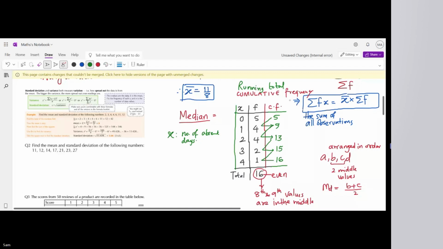This is the cumulative frequency. Rather, this is called the less than cumulative frequency, because I was asking you how many students were absent up to a particular number of absent days, up to something. So less than or equal to.